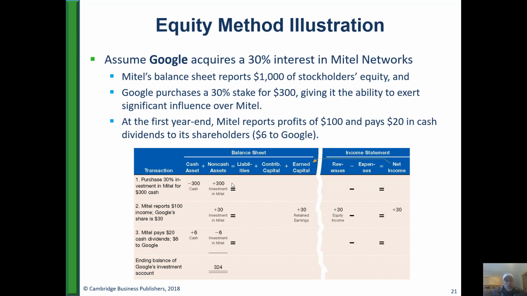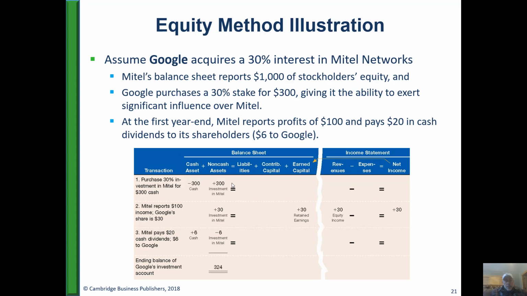So in this example, let's look at the initial transaction there, the purchase of 30% investment in Mattel for $300 in cash. So we know we have $300 in cash going out the door, so that's going to be our credit. And our offsetting debit is going to be a $300 investment in Mattel. That first transaction is pretty straightforward. Move on to the second one there.